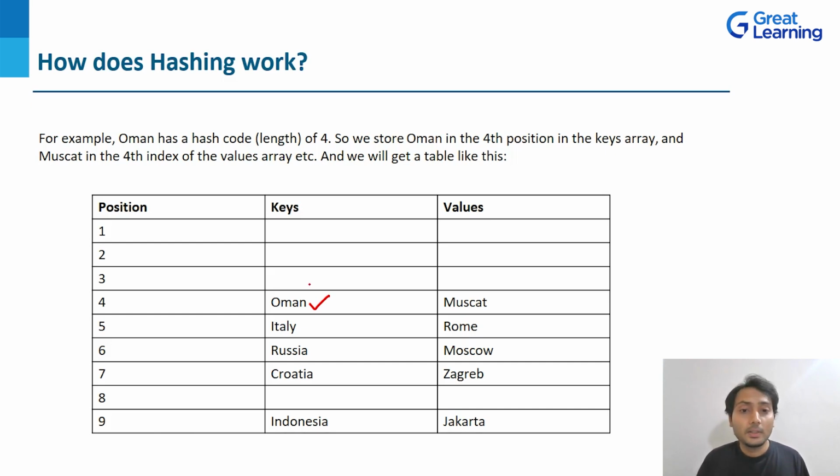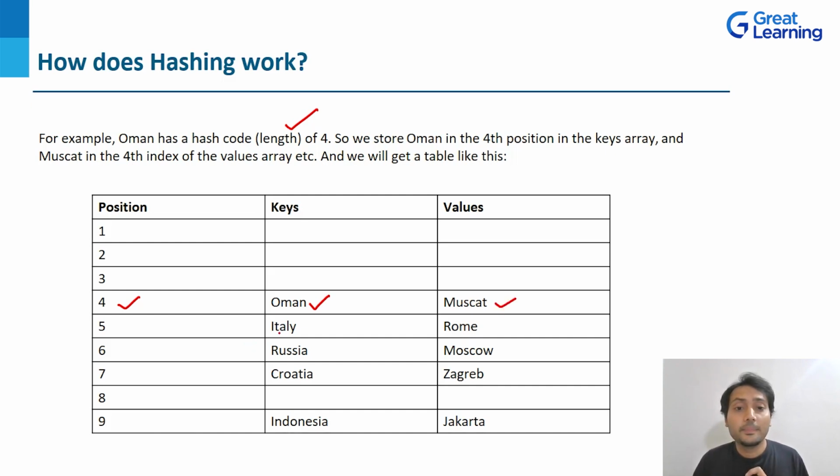So say for example, Oman is 1, 2, 3, 4 letters, right? So it has a length of 4. So what I've done, I've stored it in the index location 4. Okay. And the associated value is nothing but its capital city, which is Muscat.